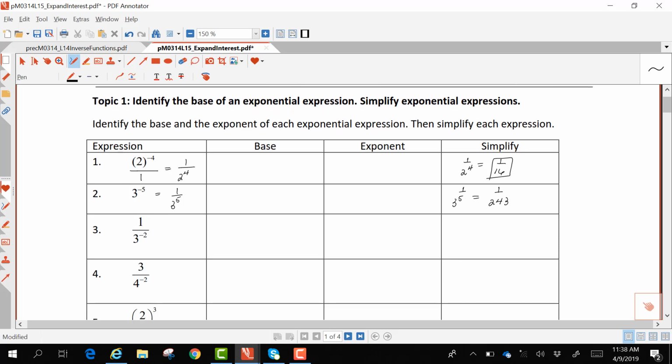Look at number 3. In this case, your negative exponent is in the bottom of the fraction. Well, to make it positive, we move it to the top. So moving a term from the top to the bottom or the bottom to the top will change the sign of the exponent. So this is now 3 to the positive 2 over 1, or it just equals 9.